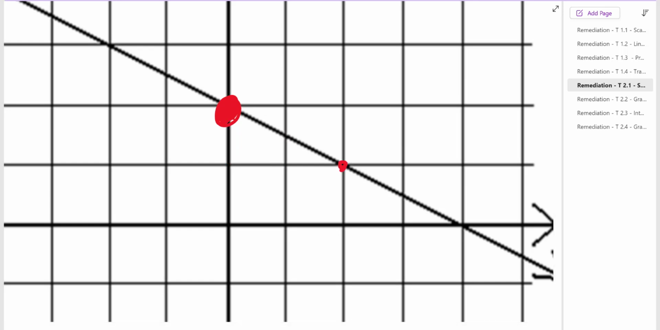All right, what about this one? Is that on the corner of a square? So este punto está en una esquina de un cuadro? Sí, entonces este es un punto. So yes, this is a point.